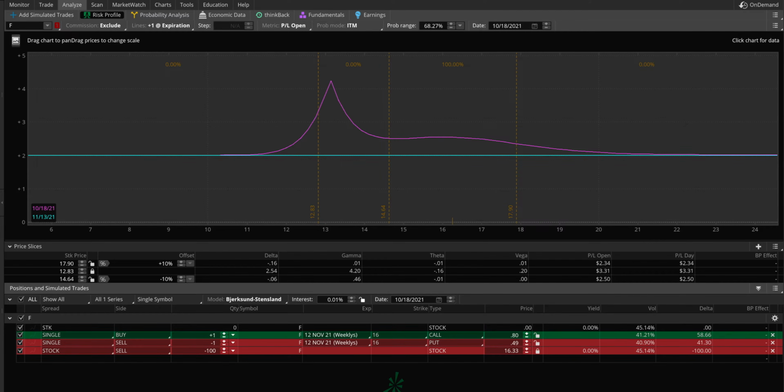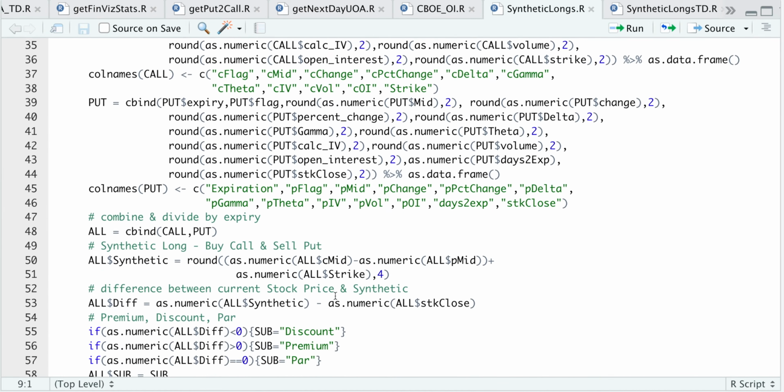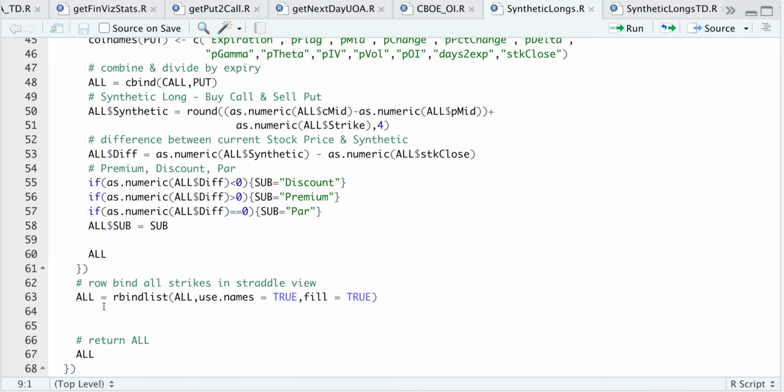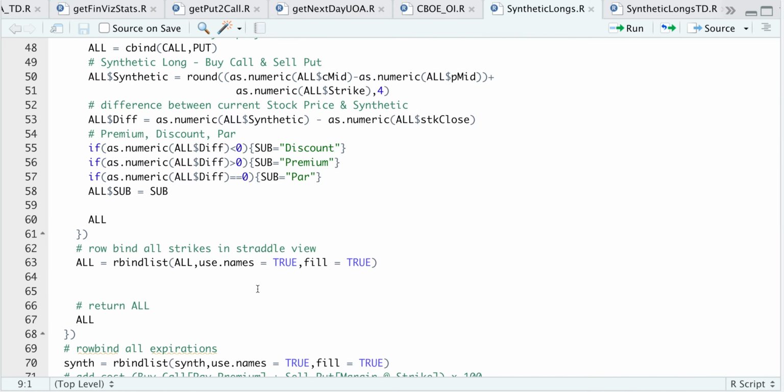So if we go back to our R script and continue down the script, we will find the difference between the stock price and the synthetic. And I'm also going to add a column which indicates if this is trading at a discount, at a premium, or if it's trading at par value. So after it's done making those calculations, I'm going to row bind all these options, and that's what I'll actually return.